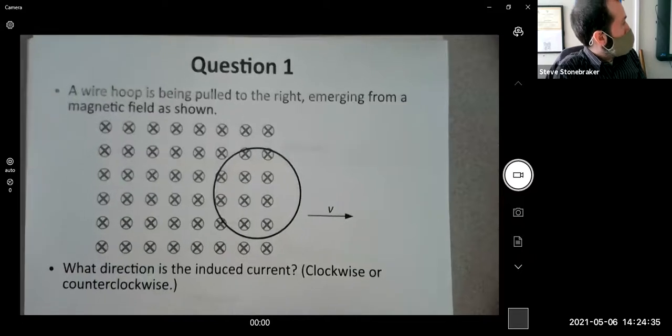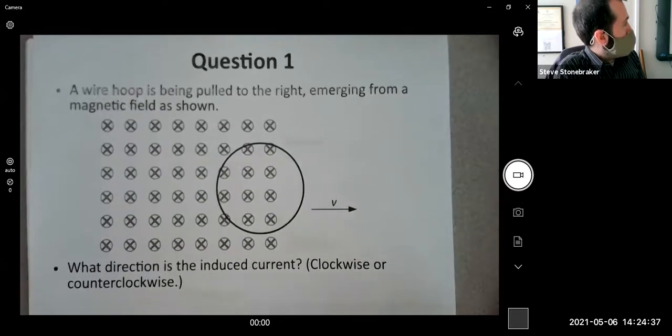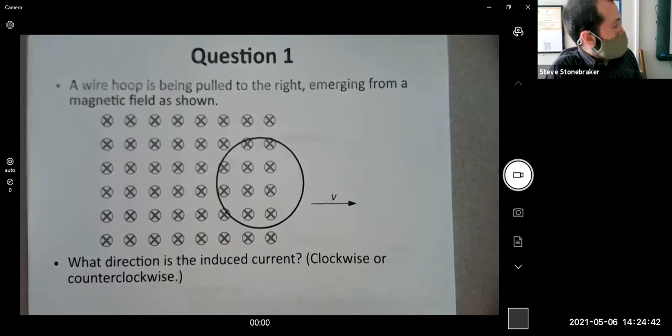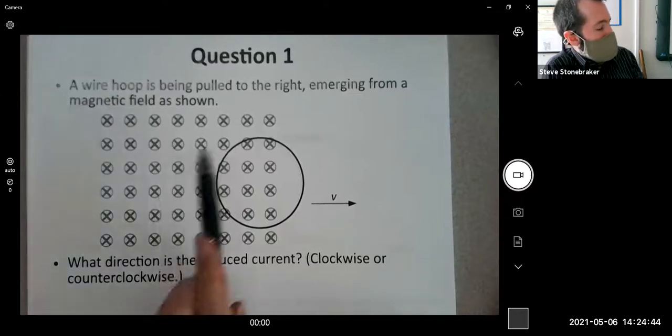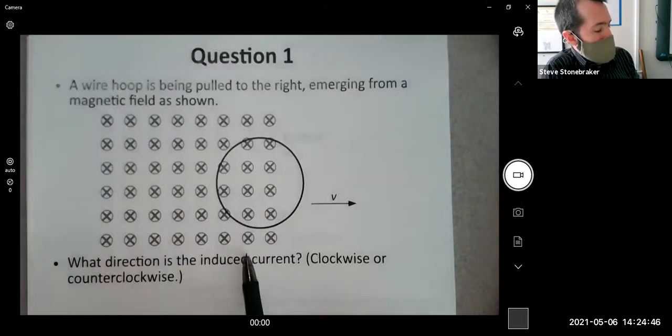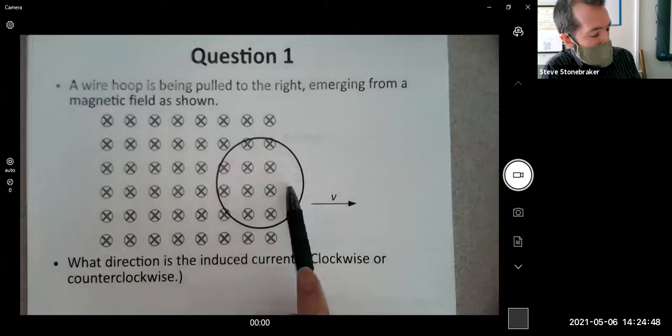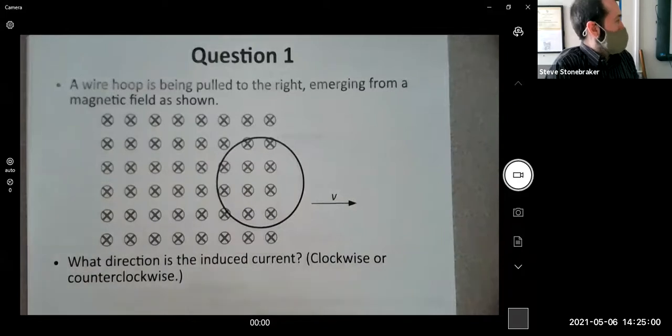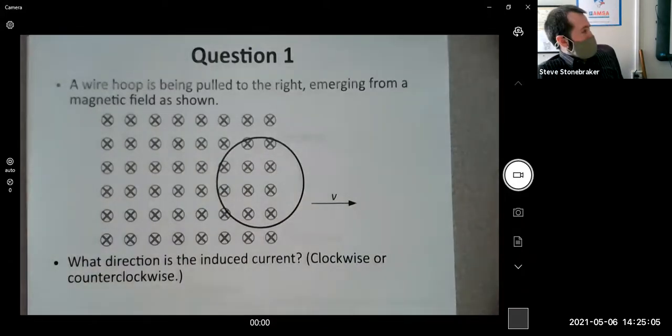So this is the first one that I want you to try to think through on your own. Similar to one of my examples. So there's this magnetic field already present. There's a circle of wire that's being pulled out. I want you to try to go through a series of steps and figure out if the current's going to be clockwise or counterclockwise. I'll give you a minute or so to think about that.